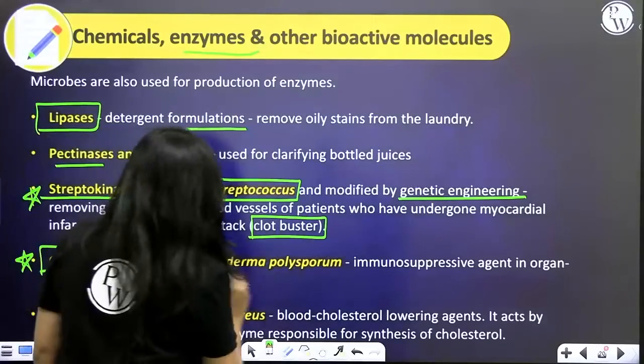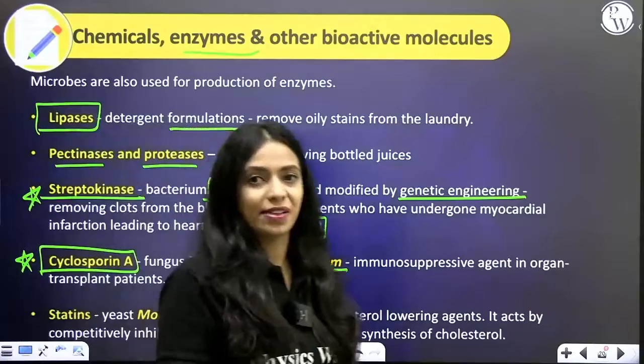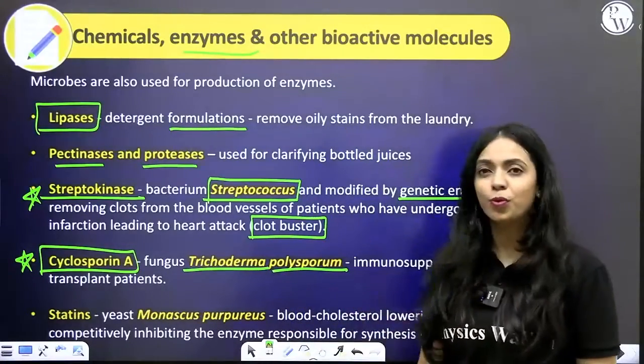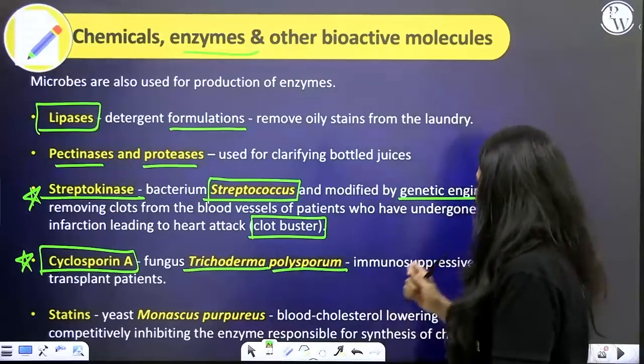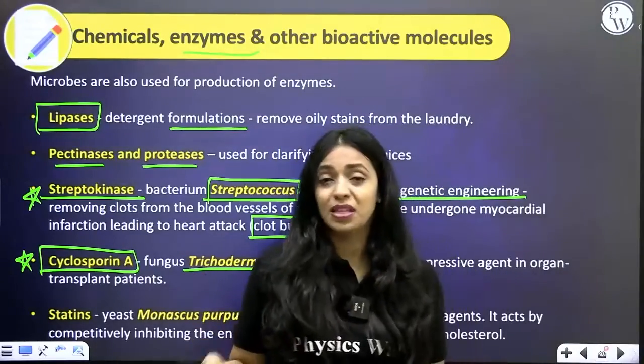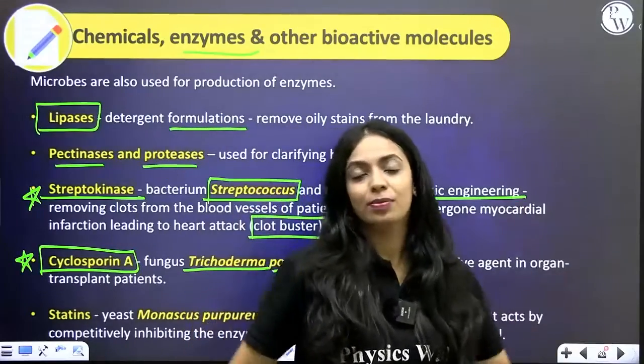Now let's talk about cyclosporin A. This is obtained from a fungus called Trichoderma polysporum. This is an immunosuppressive agent. Where can this be used? Immunosuppressive means it suppresses our immune system. It will kind of calm down the immune system.